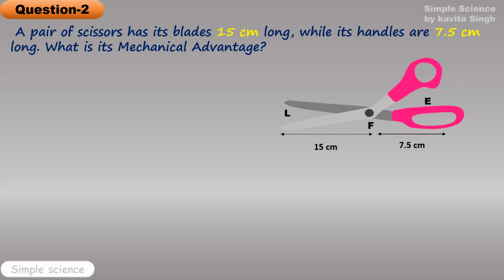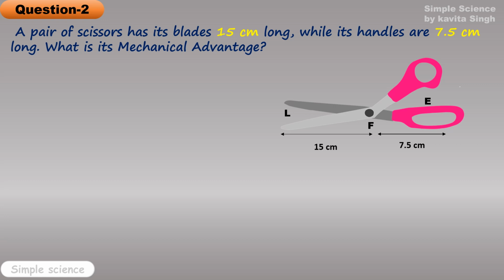This is the diagram of a scissor. Blades means where the load is placed. So load is placed at a distance of 15 centimeter from the fulcrum because the length of blades is 15 centimeter. Handles का length 7.5 centimeter. Handles where effort is applied. Effort is applied at the handles and load is the cloth or paper or whatever you have to cut.